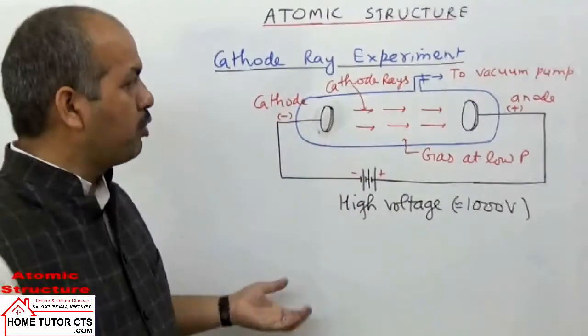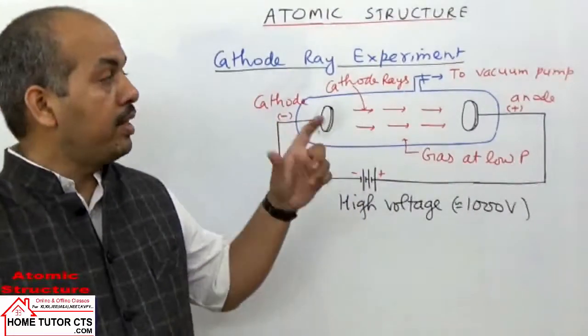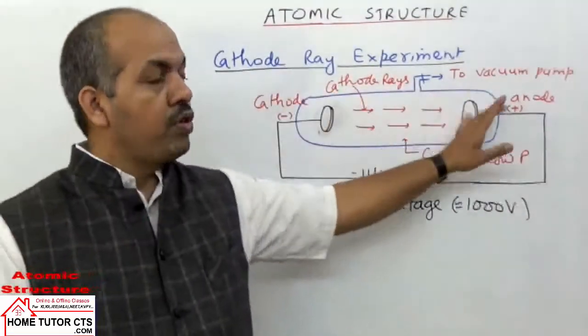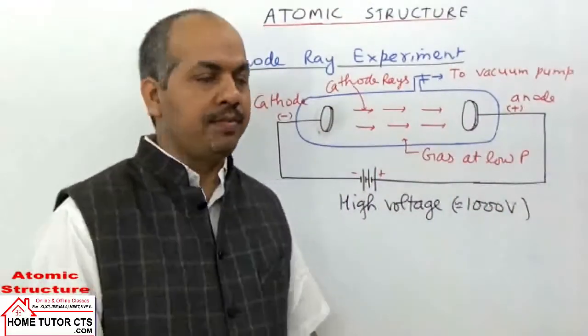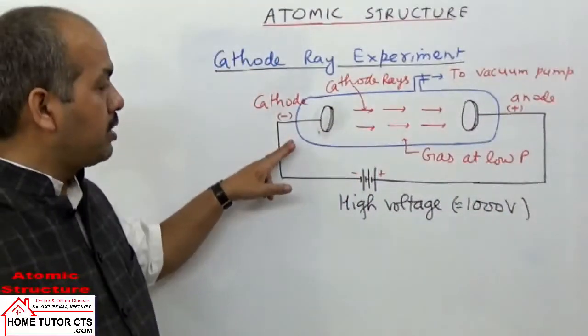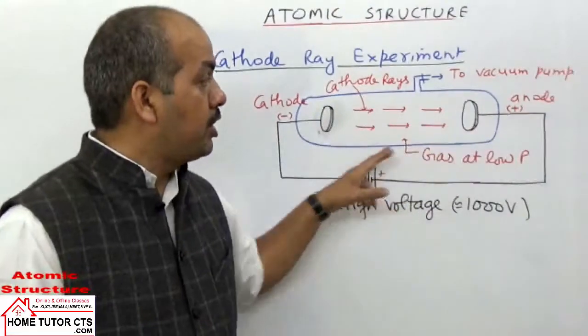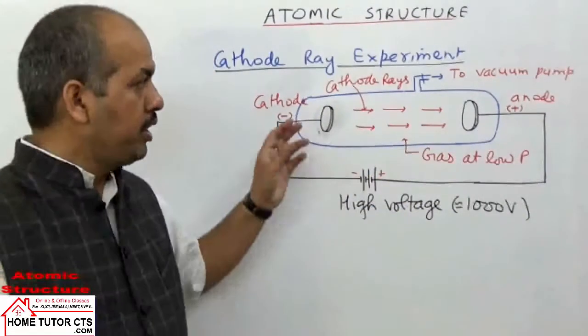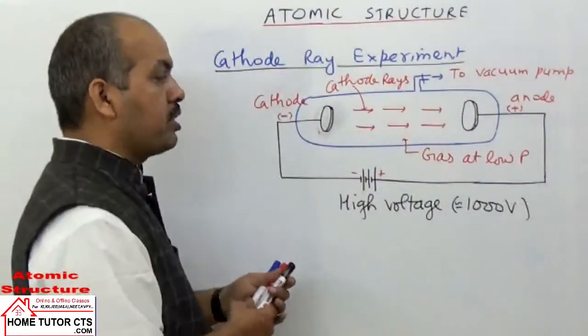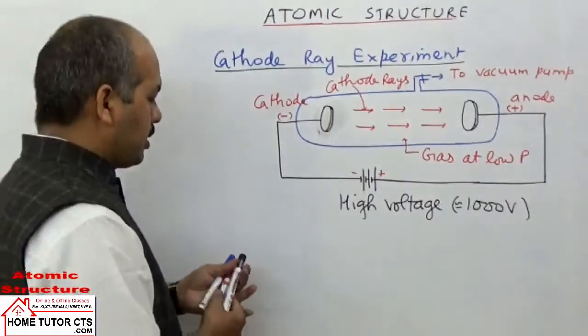Anyway, coming to the topic here: the cathode ray experiment is the setup which led to the discovery of the electron. What is this setup? You take a sealed glass tube, also called a discharge tube. It is a sealed glass tube.